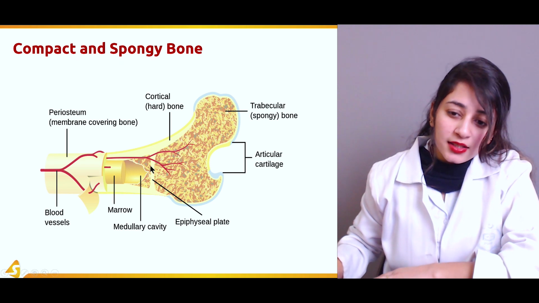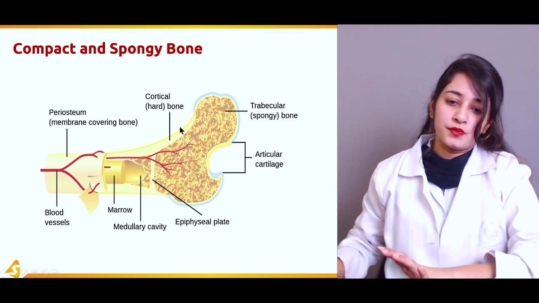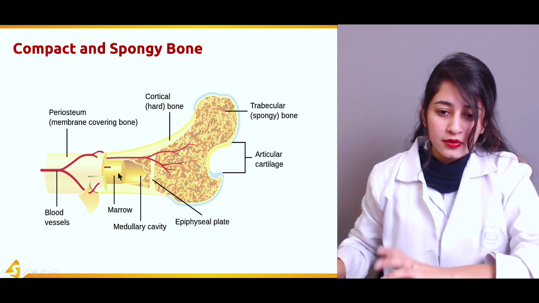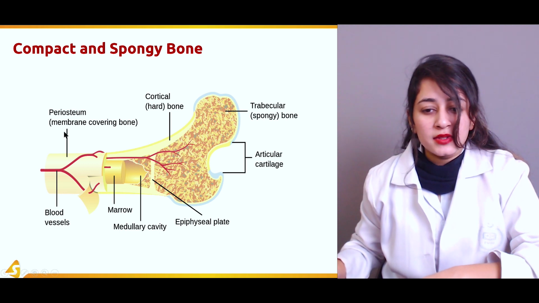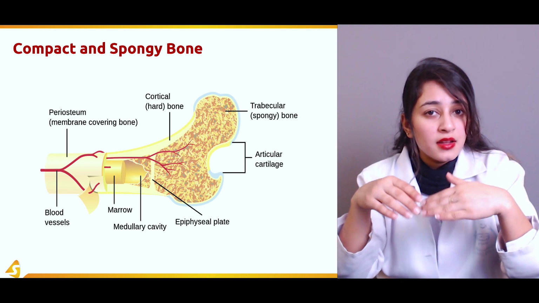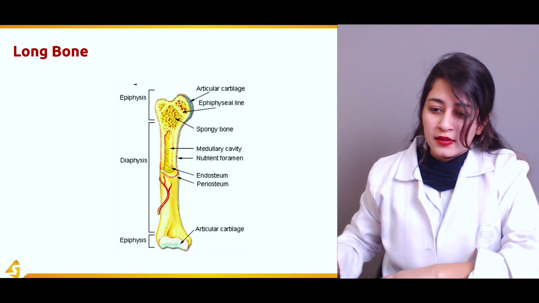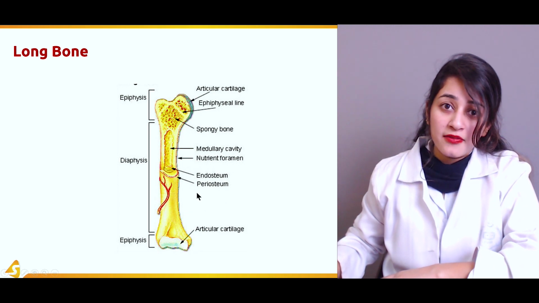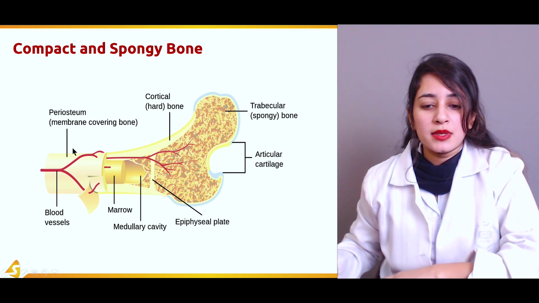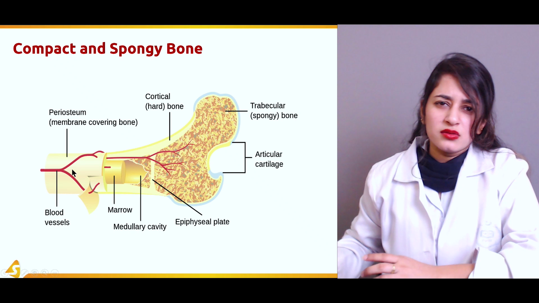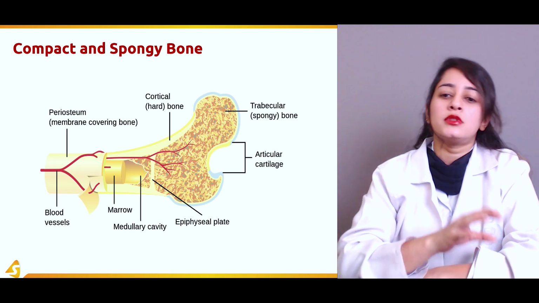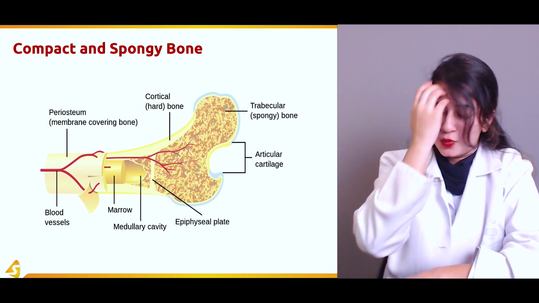On the outside, just see, we have this cortical or hard bone. Then we have the medullary cavity. Then we have bone marrow. Then the periosteum, that is the membrane which covers the bone. Below it we have the endosteum. Here is the endosteum, and we also have the periosteum. Then these are blood vessels, and here is a nutrient foramen that gives blood supply to the bone. So that's all about compact bone and spongy bone.